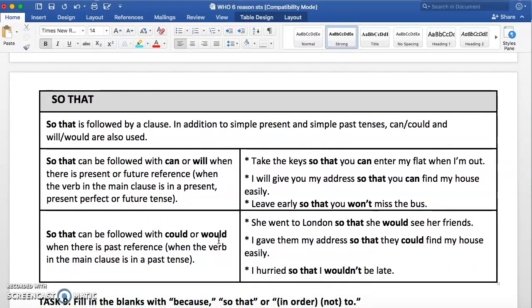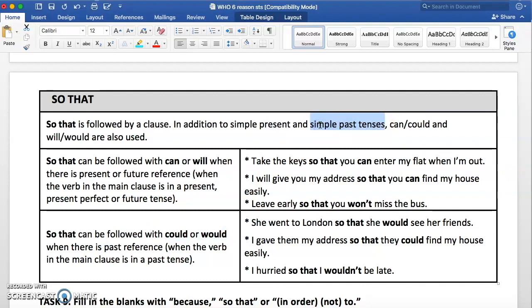So that also shows my purpose, but it is followed by a clause. We use a full sentence after it. And we use can, will, or simple present tense when we want to state our present or future purpose. And we use could or would or simple past tense to show our purpose in the past.